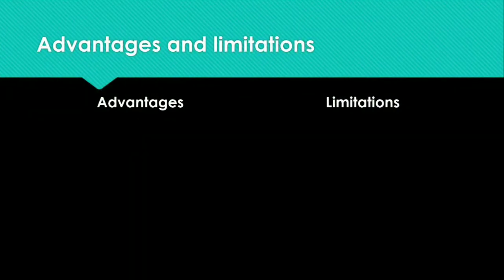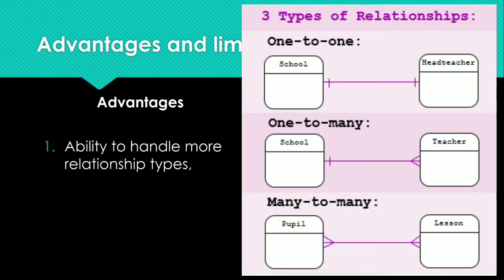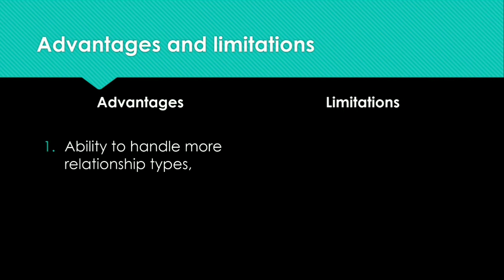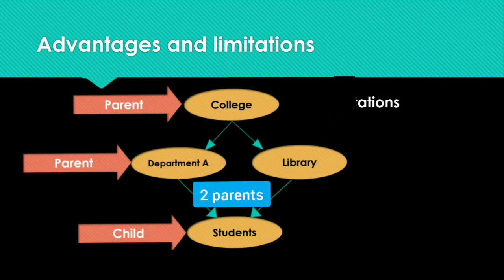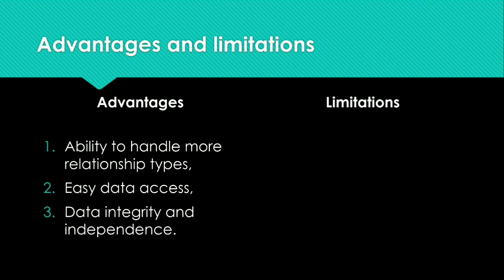Now let us move on to the advantages and limitations of the network model. Okay, let's start with advantages. The very first advantage is the ability to handle more relationship types. We do have three relationship types: one to one, one to many, and many to many relationships. We have seen in the example that the student table had two parents. So like that we do have many, and easy data access, and finally data integrity and independence.